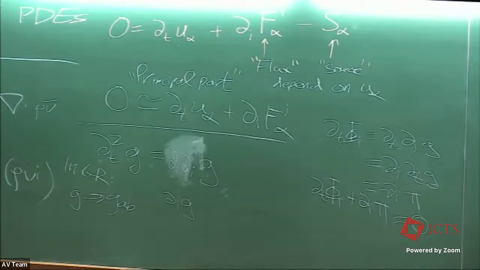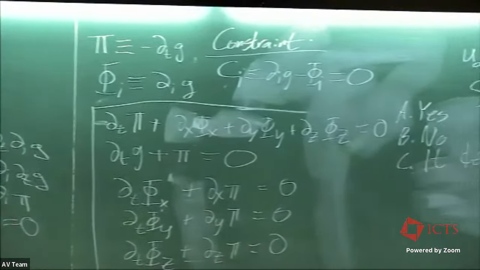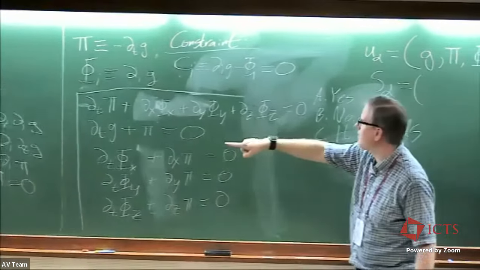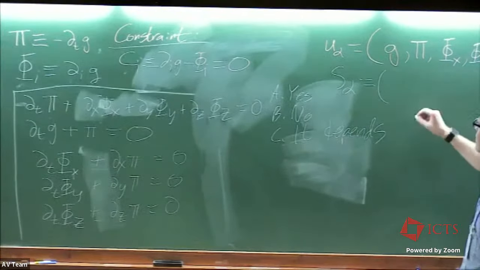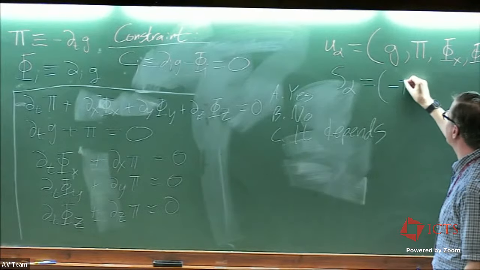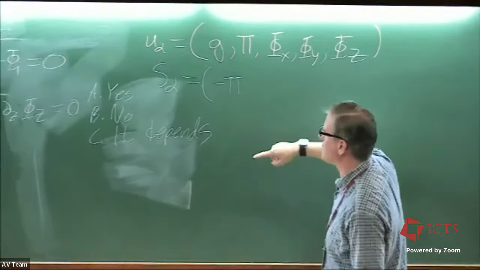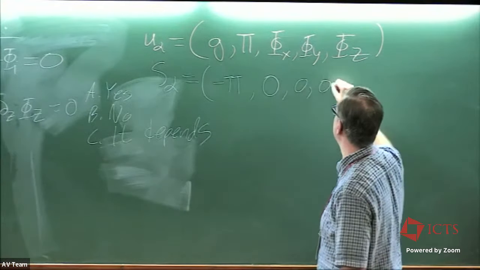So in fact, if we tried to put this system in that form, here's U alpha, sure, and then we could also write S alpha, and we'll write them in order. So for the time derivative of the G equation, S alpha is equal to what? Minus pi. So minus pi for the G equation. I'm sorry that this is in a different order than I wrote them here. For the G equation, the source term is minus pi, and we just agreed the source term is zero for the others.